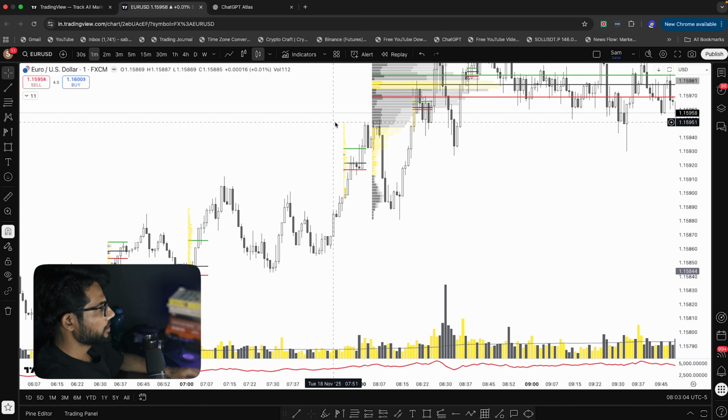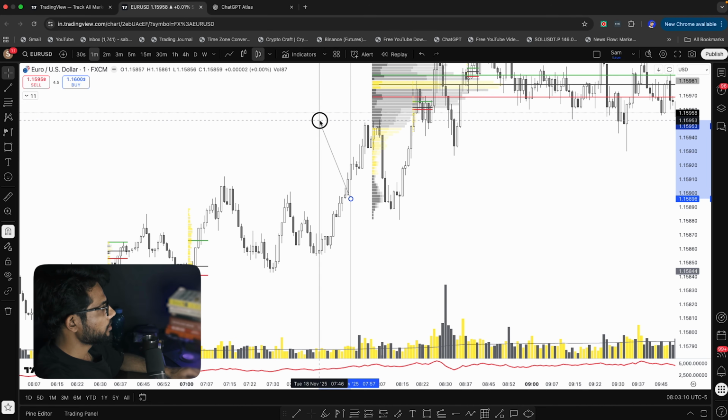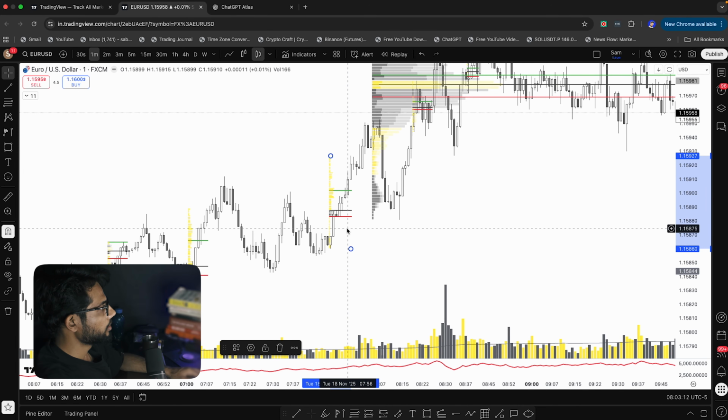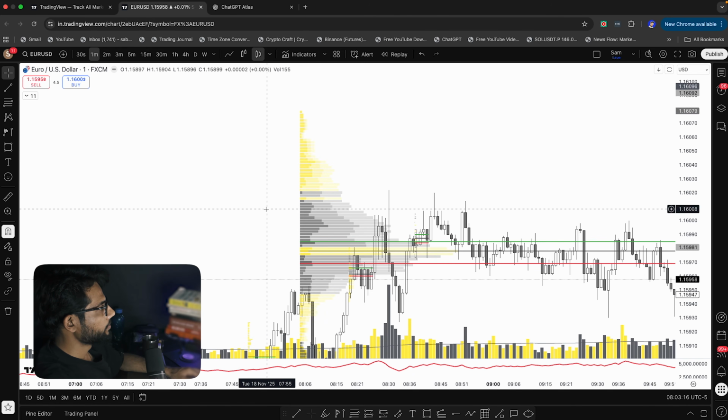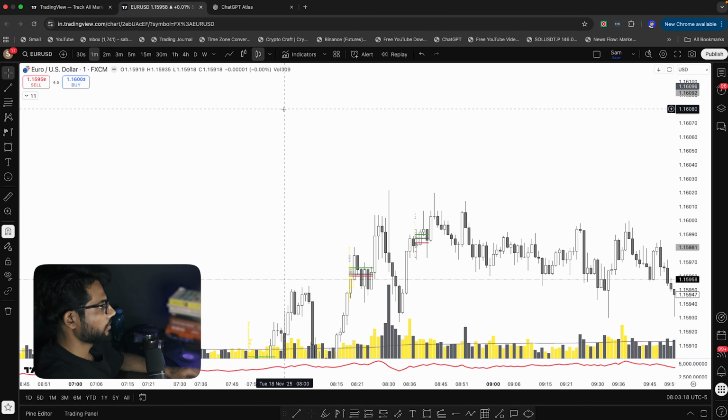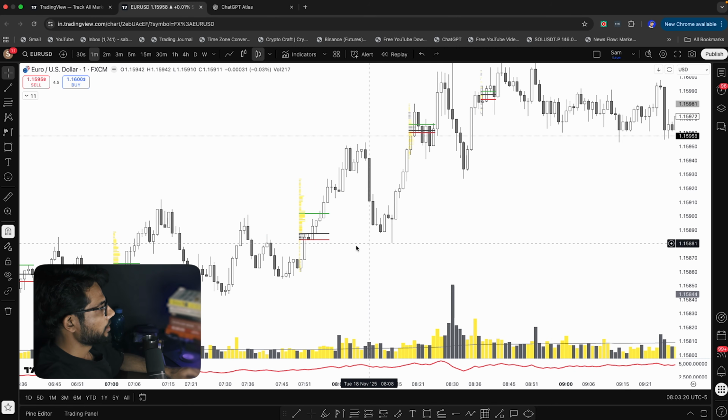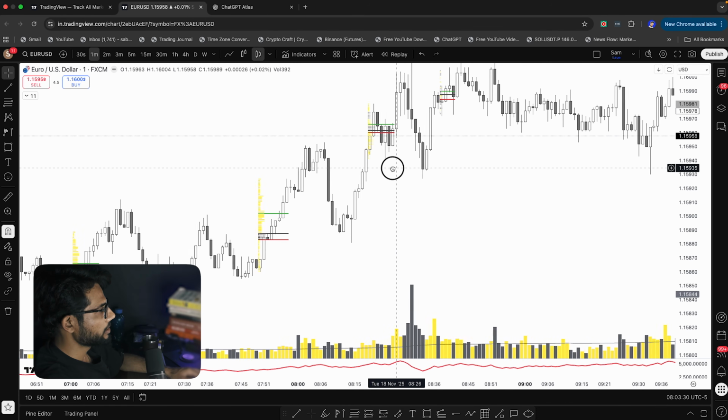Okay, if you look at this leg, for some reason my tool is not aligned. Look at this low to high. Look at this value area POC, price has come down here. You can see a lot of volume has been traded over here, and then price has reversed.